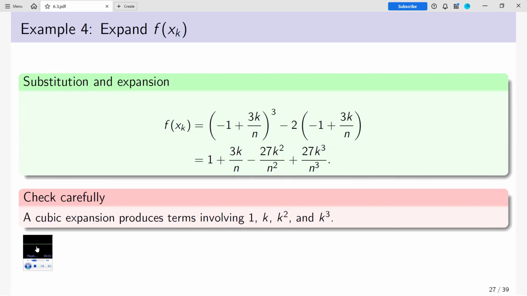Expanding the cubic creates 4 types of terms, so all 4 summation formulas will be needed. This example invites the entire formula family to the party and still expects us to clean up afterward.